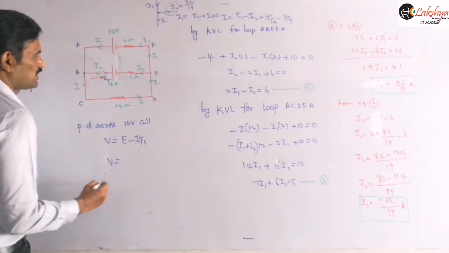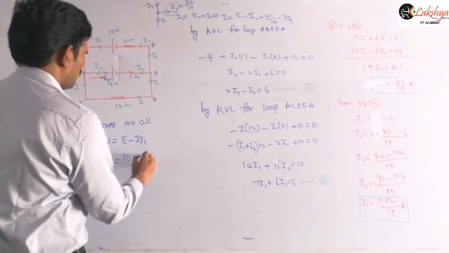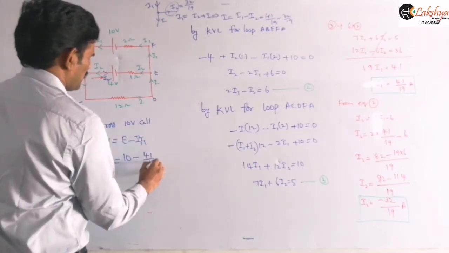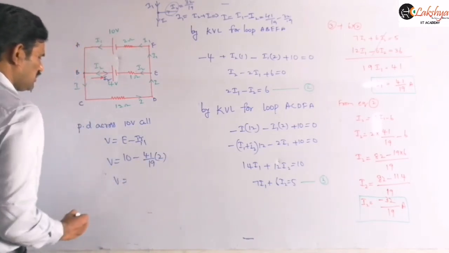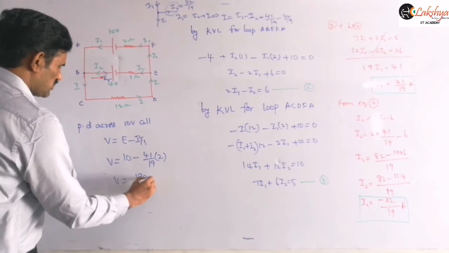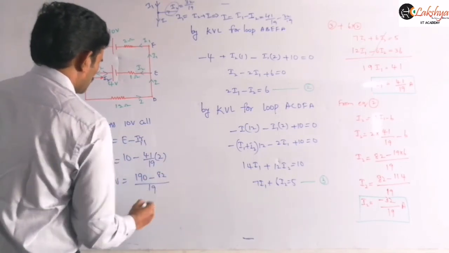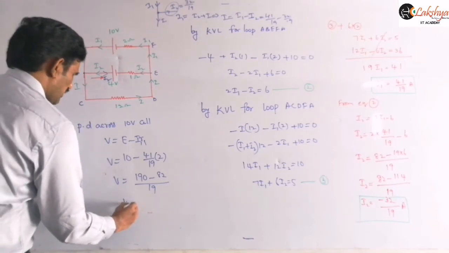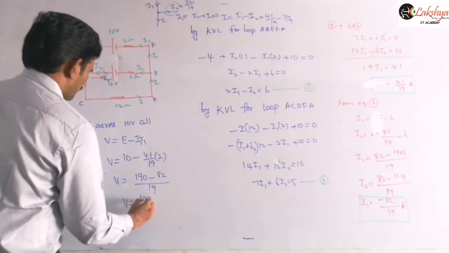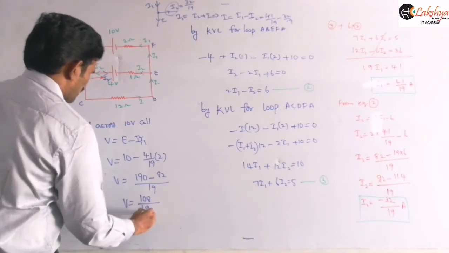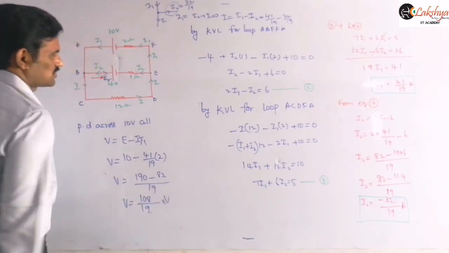So which is 10 minus that I1 value we already calculated, which is 41 by 19, into R1 is 2. So you can simplify this. So it is 190 minus 82 by 19. So therefore it is 108 by 19 volts, this is terminal voltage.